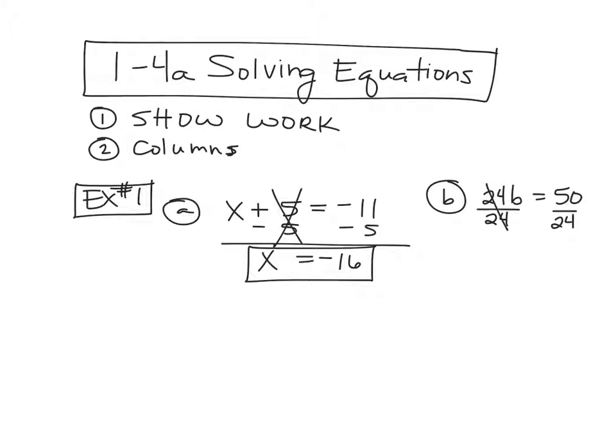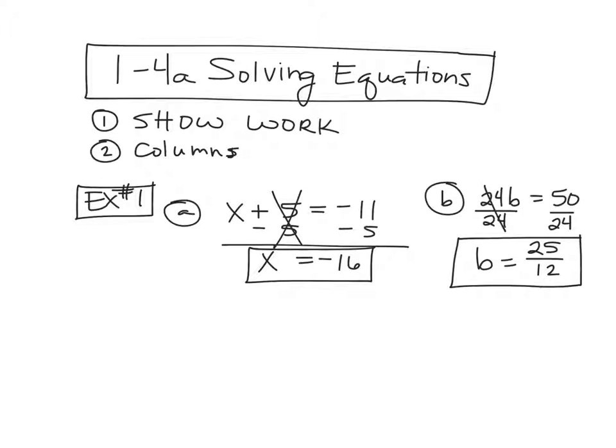50 over 24. Both of those are divisible by 2. So if you divide by 2, you get 25 over 12, and that's as low as you can go with it. Just leave it as that, okay? Reduce your fractions and leave it be. Good with that? That's definitely the basic, right? It's about as basic as they come.